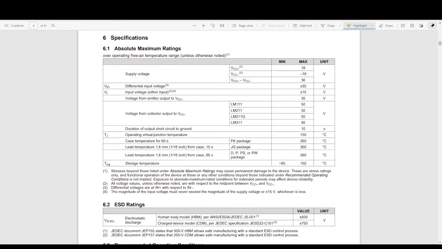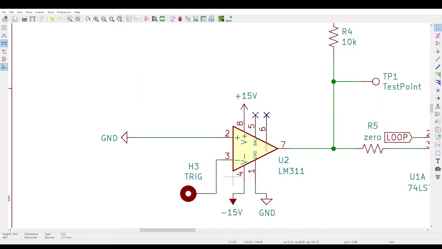The 311 is also very robust. It can handle my split 15-volt supply easily, can tolerate up to a 30-volt differential from the emitter to VCC minus, and up to 40 volts from collector to VCC minus. So I can connect the VCC plus to 15 volts, VCC minus to minus 15 volts, and I'm in business. Well, mostly. The final consideration is getting it to switch at the zero crossing. The easiest way to do that is just tie the non-inverting input to ground and drive the inverting input from the time-based signal. In fact, that's exactly how I built the first breadboard of the circuit.